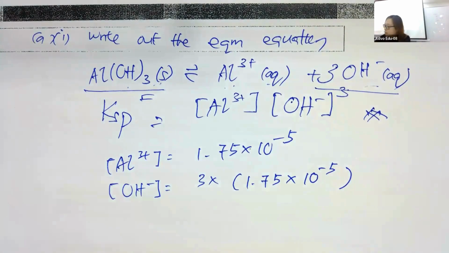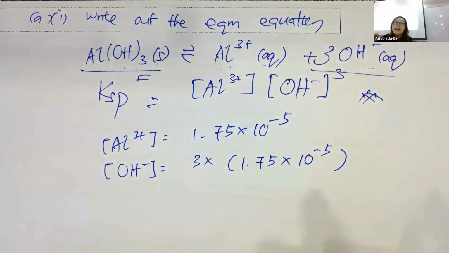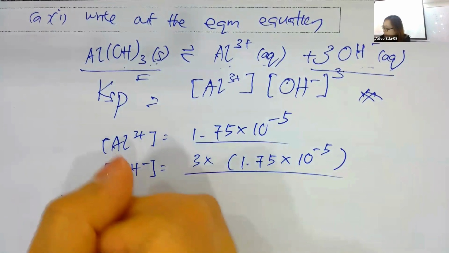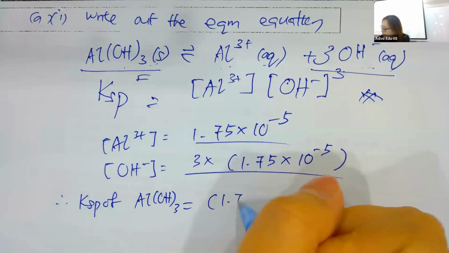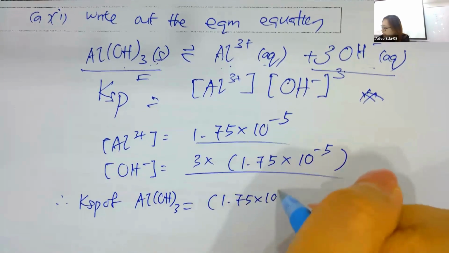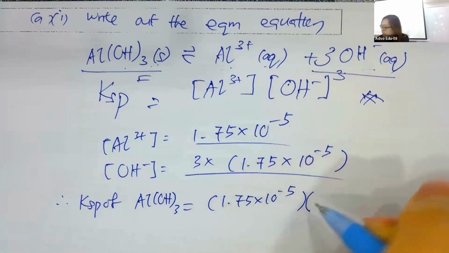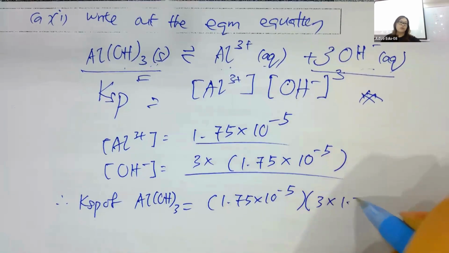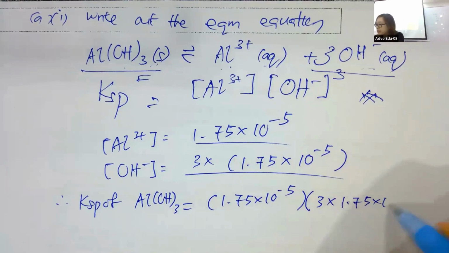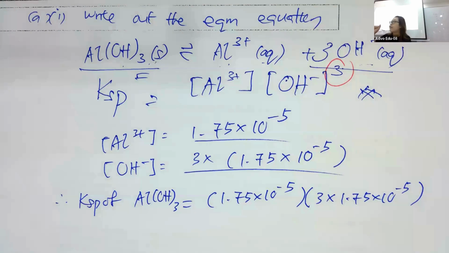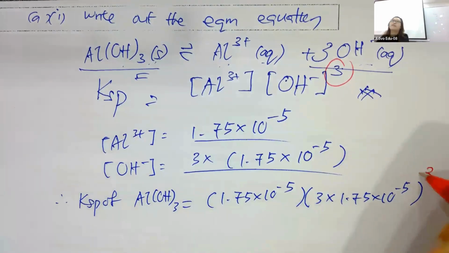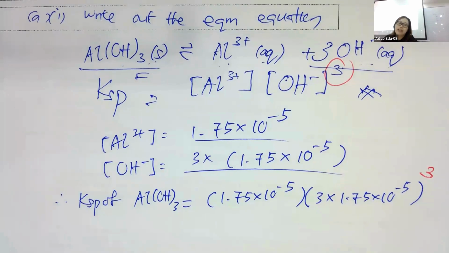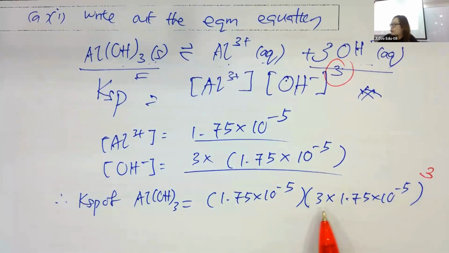Now we can put these two values into our KSP expression. So therefore, KSP of Al(OH)3 equals 1.75 times 10 to the power minus 5 times 3 times 1.75 times 10 to the power minus 5. Remember to raise it to power 3 because my expression has a 3 there. To avoid careless mistakes, please follow my step-by-step strategy. Write out the KSP expression first. This is to help you avoid careless mistakes, because sometimes when you don't write the expression, after you demonstrate here, you forget to raise to the power.